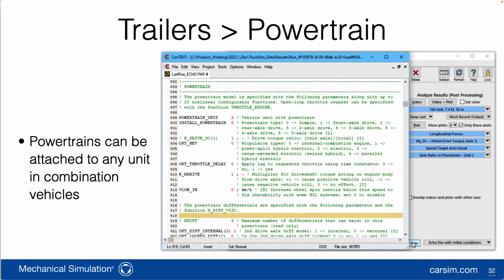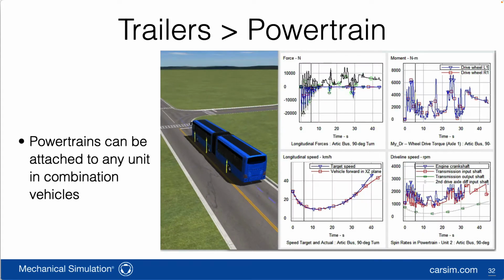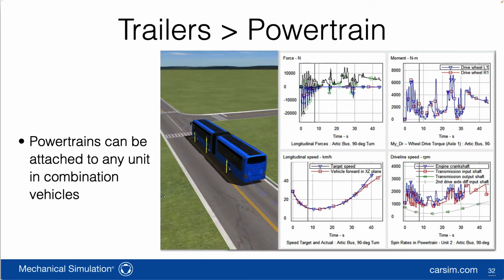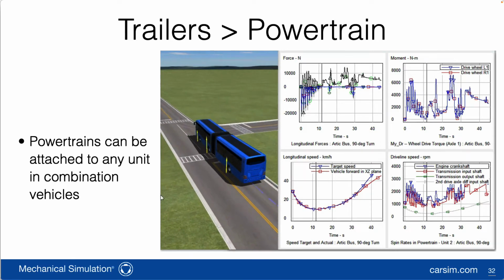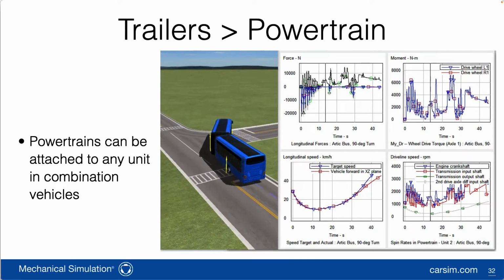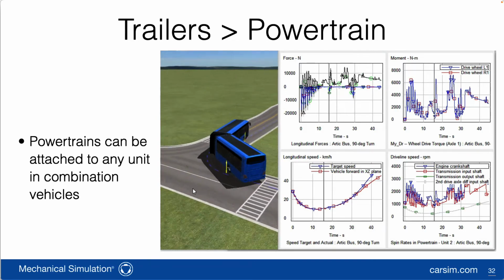And when we look at the echo file for the simulation, it's showing the information in there. What's the Powertrain unit? It's installed and it's of type rear-wheel drive. And so the drive is on the rear axle, the only axle of the trailer in this case.